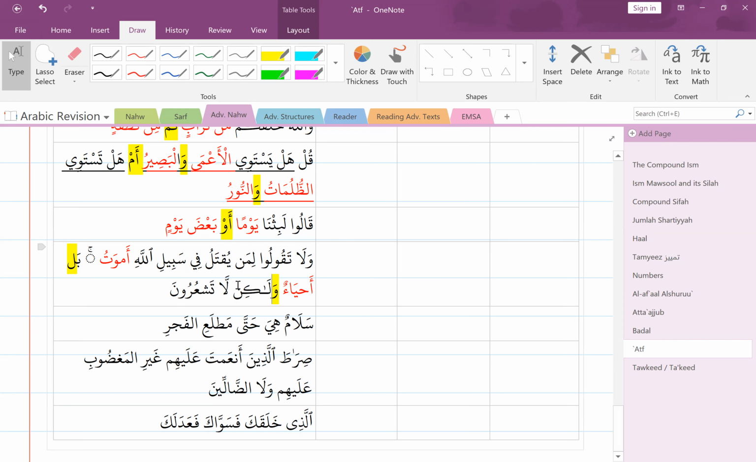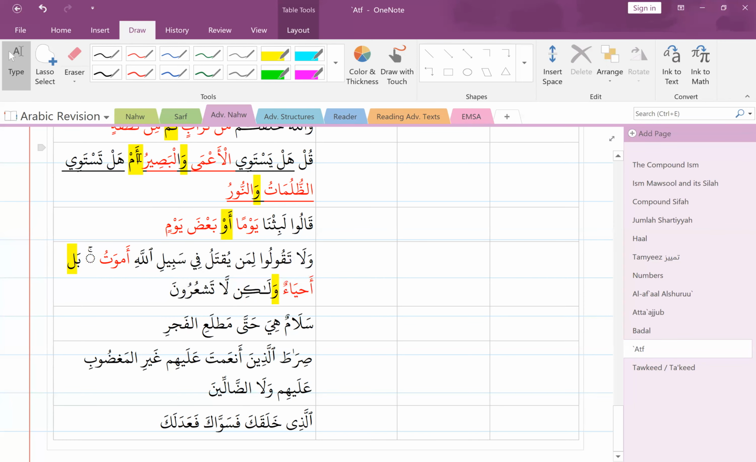But is lakin here harf atf or not? That's the best question. I think so. What do you guys think? I think it isn't. What comes after it? لا تشعرون. What did I say about what comes after harf atf? It has to be ism mufrad. Somebody was listening. It cannot be a sentence. What is la tash'arun?